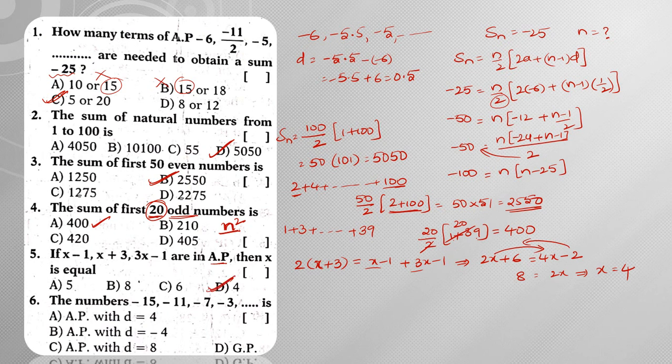The numbers minus 15, minus 11, minus 7, minus 3. Now what is the common difference from this? If you observe, minus 11 minus of minus 15 is nothing but plus 15. So 15 minus 11 is 4. Now if you observe each and everything, common difference is maintained as 4. From this, what is the answer? AP with common difference as 4.